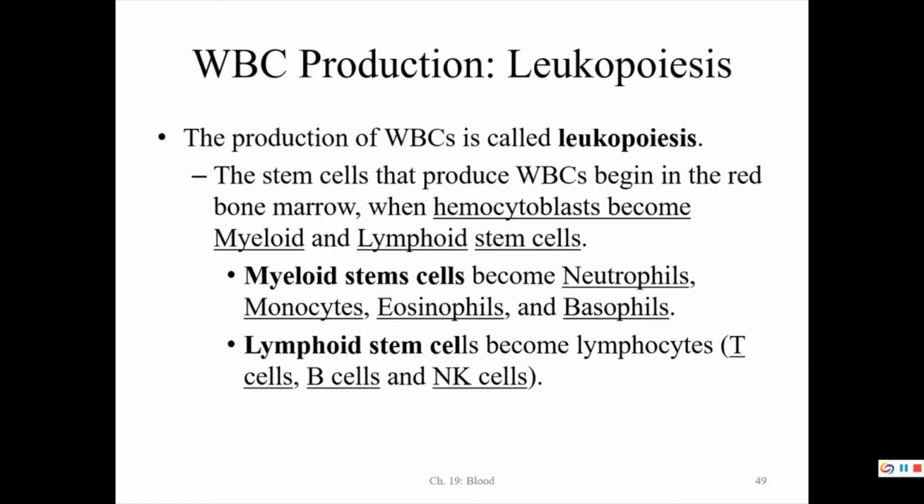All right. Now, let's talk about the production of this. What we have is called leukopoiesis, white blood cell production. There is a stem cell that produces white blood cells, and this is a hemocytoblast. Remember, that becomes a myeloid stem cell or a lymphoid stem cell. Myeloid stem cells become all of the white blood cells except lymphocytes. So neutrophils, monocytes, eosinophils, and basophils. Never monkeys eat bananas. Lymphocytes are from lymphoid stem cells, and that's your T cells, B cells, and natural killer cells.